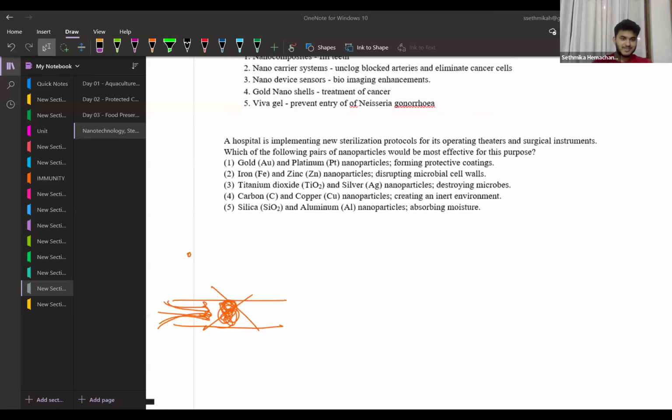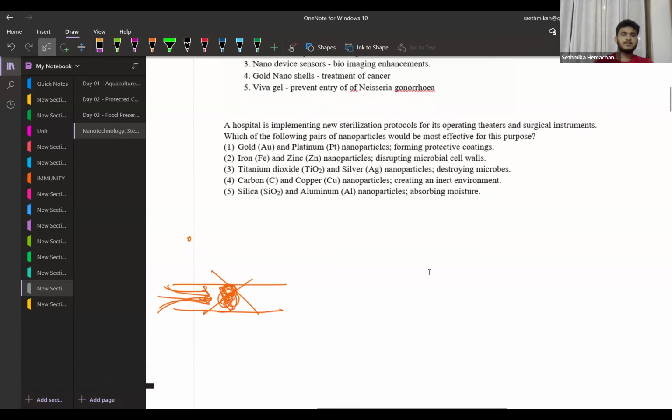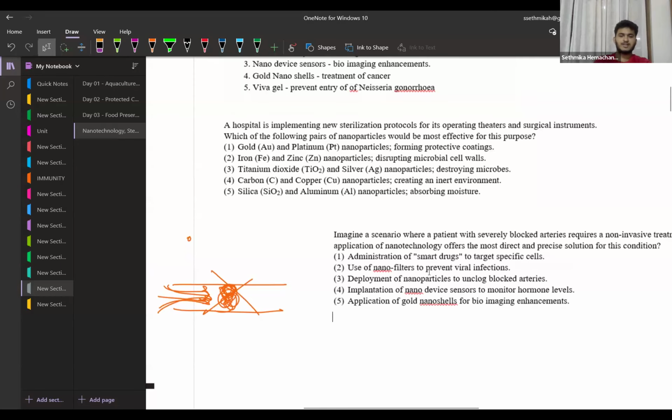No, these are not possible questions. Nanotechnology in past papers has come as a structured question, not as an MCQ. But I think there is a big chance of an MCQ coming from nanotechnology in the 25 paper. I feel like something might come. Try this.